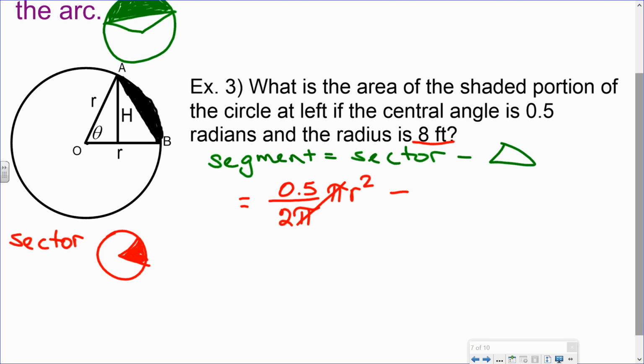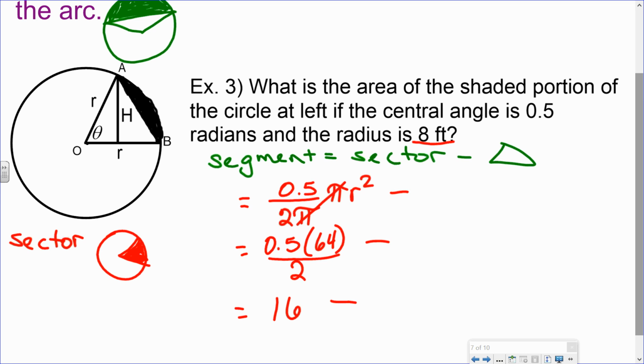Radius is 8, so this becomes a half. 8 squared is 64 divided by 2. So let's see, half of 64 is 32 times a half. That piece is just going to be 16. So if all I needed was the sector, I'd be done. It'd be 16 square feet.